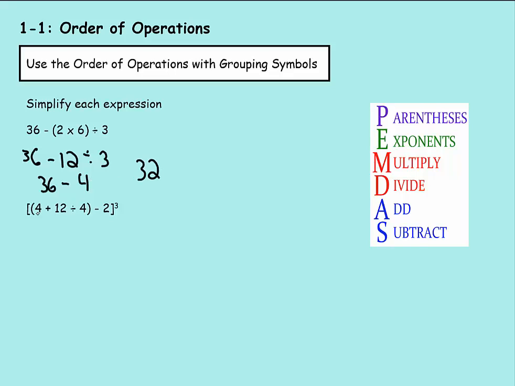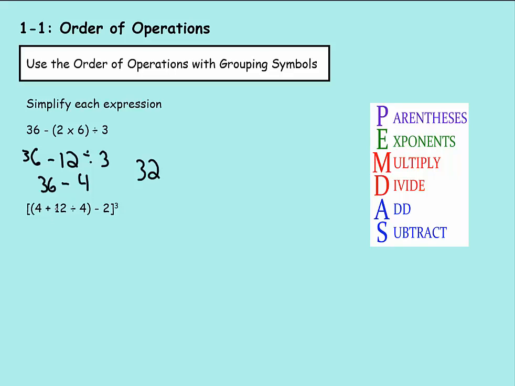So here's the brackets I was talking about. We have a bracket and parentheses. So you'll notice this is inside the parentheses. Everything except for this exponent is inside the bracket. So the first thing we're going to do is these parentheses inside the bracket. Then we're going to finish the bracket, and then we'll do everything on the outside.